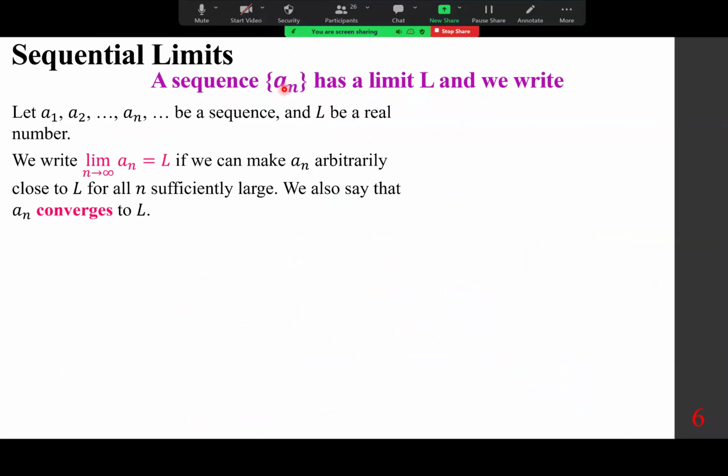A sequence can be shown in the form of braces. A sub n has a limit L, and we write as follows. Let A sub 1, A sub 2, and A sub n be a sequence, and L be a real number. We write the limit of A sub n as n approaches infinity is L. So we are elaborating on that summary that we had. If we can make A sub n arbitrarily close to L for all n sufficiently large, we also say A sub n converges to L.